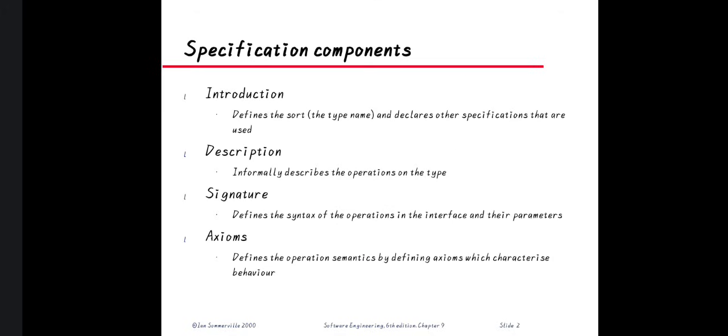Next one is specification components. It defines the sort and declares other specifications that are used. Description informally describes the operations on the type. Signature defines the syntax of the operations in the interface and their parameters. Axioms define the operation semantics by defining axioms which characterize behavior.